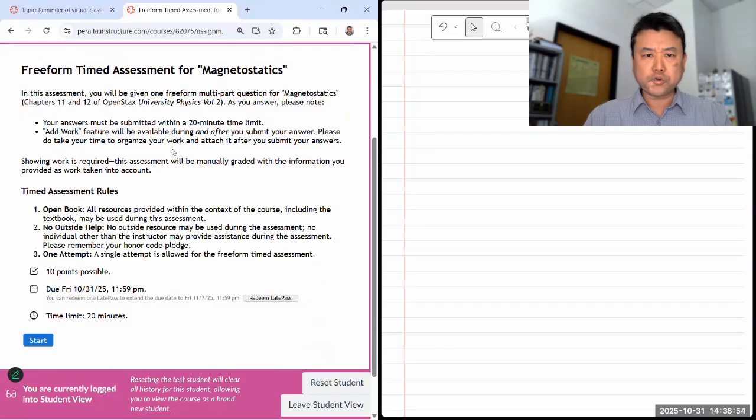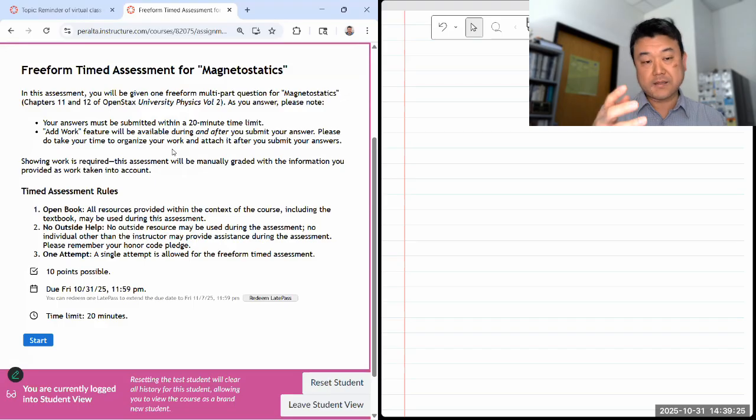So you already have two different demos of me doing this freeform timed assessment. I'm going to do this again a third time, to add to the existing illustrations. Now, in the interest of full disclosure and transparency, I have looked at the question before.